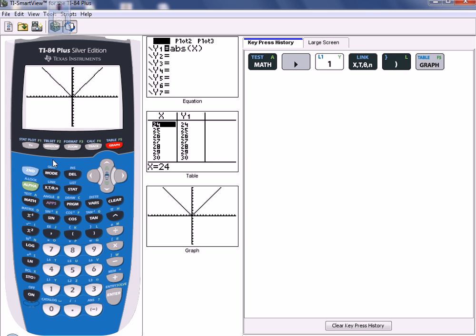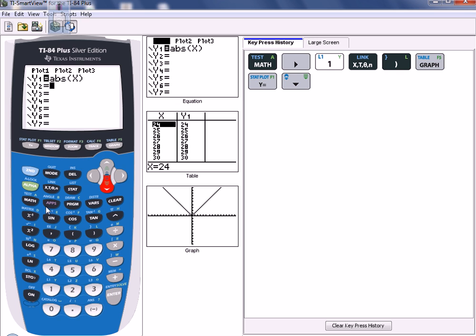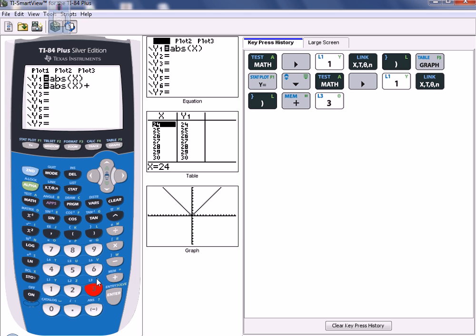Is that what it is? Yes. So I'm going to come down now, and I'm going to go back and do math over 1, x, close, plus 3. Absolute value of x plus 3. You did that faster than I did. All right, y equals. Yep, under y equals. Then hit graph once we get that. And then hit graph, and how did it change?